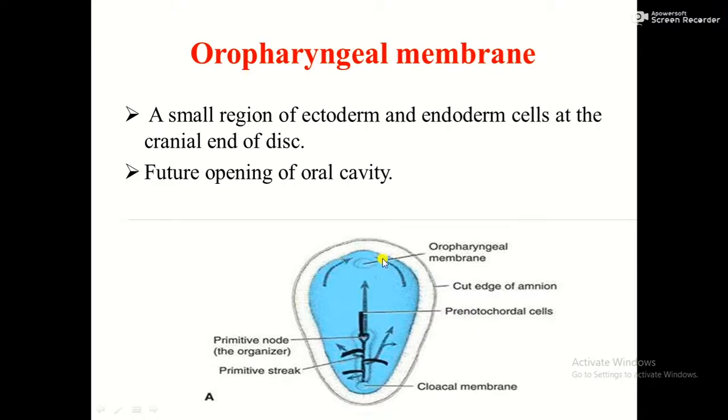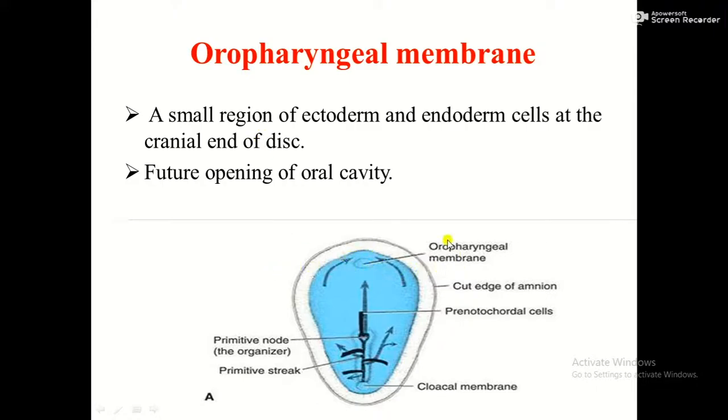Two important cavities. Okay, one of them is in the upper part and the other one is in the lower part. Okay, so one of them is the oropharyngeal membrane. So what is the oropharyngeal membrane? It is a small region, okay, in the cranial end.